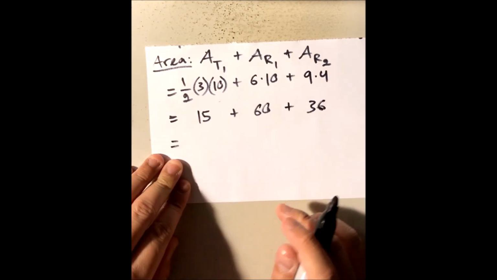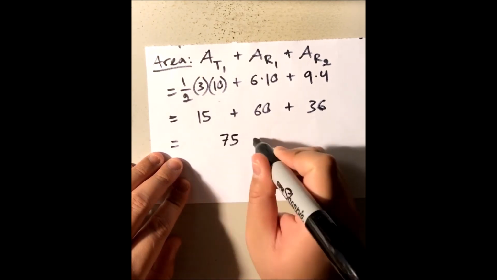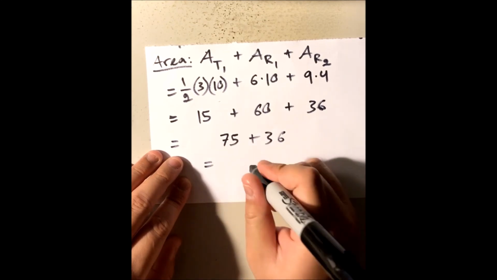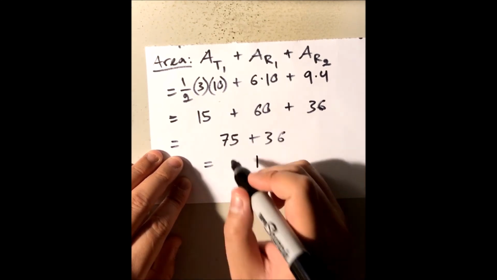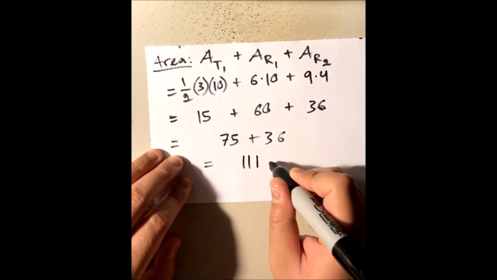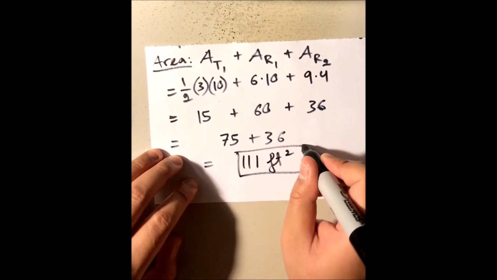Adding all of them together, 15 plus 60 is going to be 75 plus 36. This is going to be equal to, let's see, 5 plus 6 is 11, right? 1, keep 1. 1 plus 7 is 8, plus 3 is 11. So 111 feet squared is the area of this irregular shape.